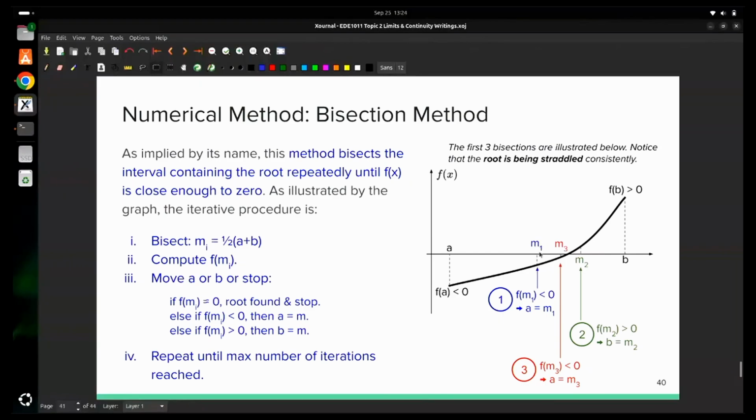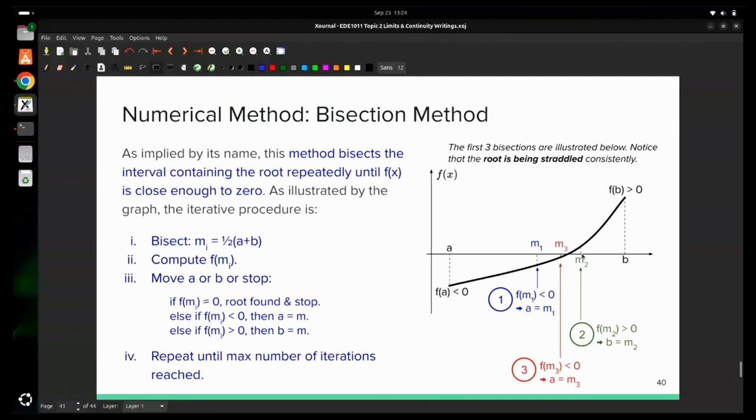After you have the first bisection, you compute the function value at the bisected value, m1. Now let's say f of m1 is negative. Then you just shift a to m1. Then you realize that your a to b is now half of the original interval. So you just repeat the same story: bisect again.